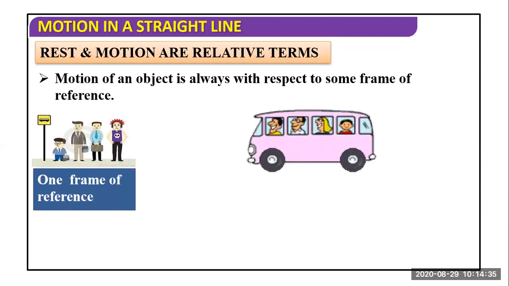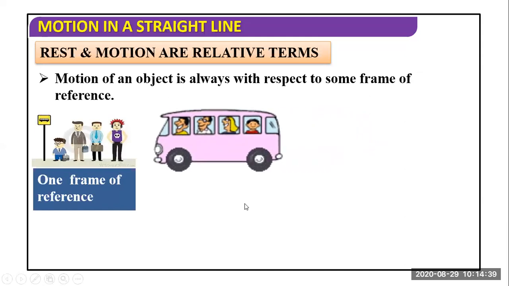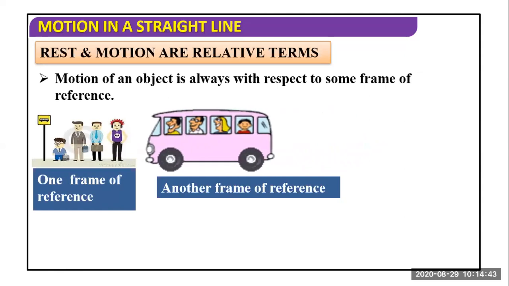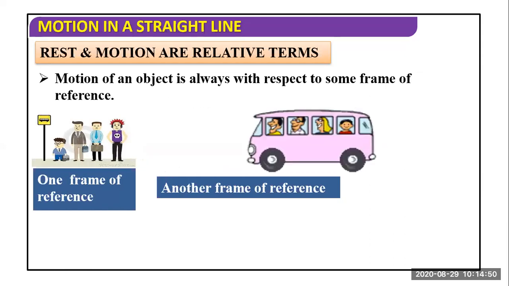So this was the frame of reference. If these people at the bus stop are the frame of reference, then the bus will be considered in motion. Another frame of reference, if you consider inside the bus itself, suppose the bus itself is the frame of reference, then all objects inside it will be at rest.